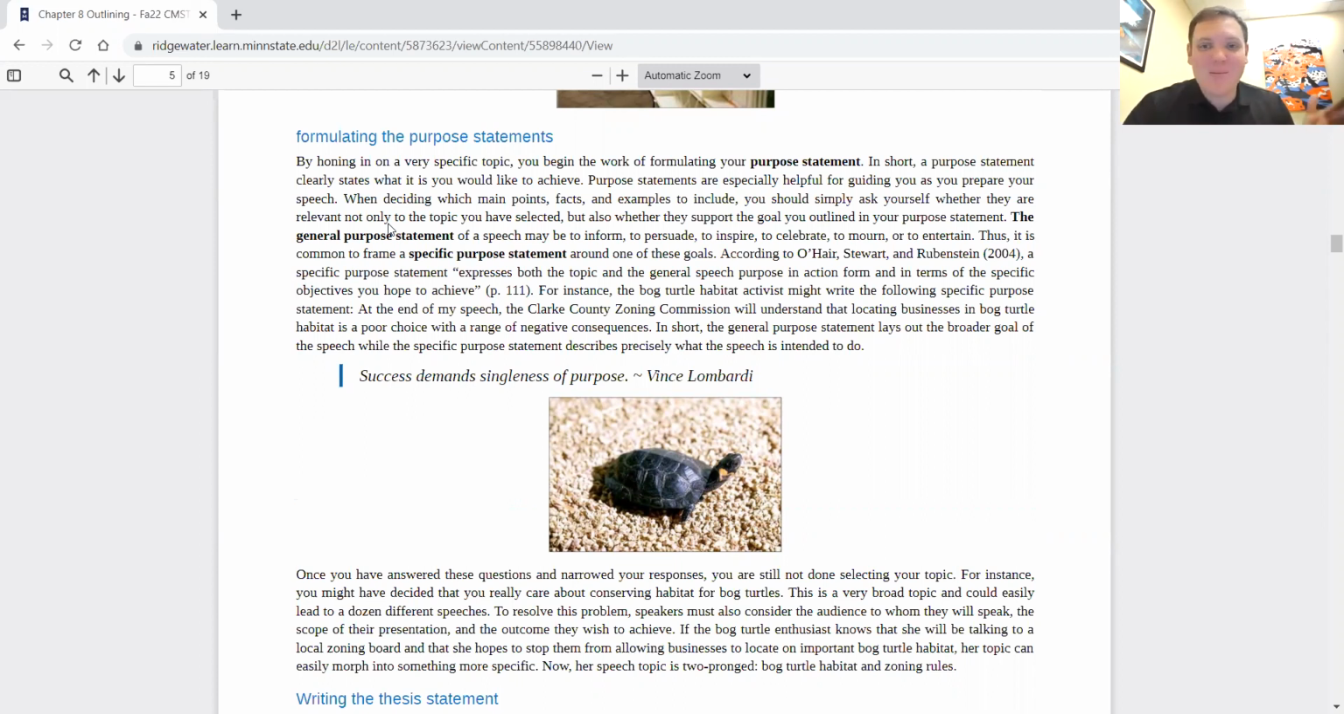If you're doing stand-up comedy, that's your purpose. But informative speeches and persuasive speeches are the most common, both in college and in the world around us. We're trying to inform people and we're trying to persuade people, but certainly these others exist. Then you're going to use the general purpose to create your specific purpose statement around one of those goals. So what are you going to inform the audience about? What are you going to persuade the audience about?